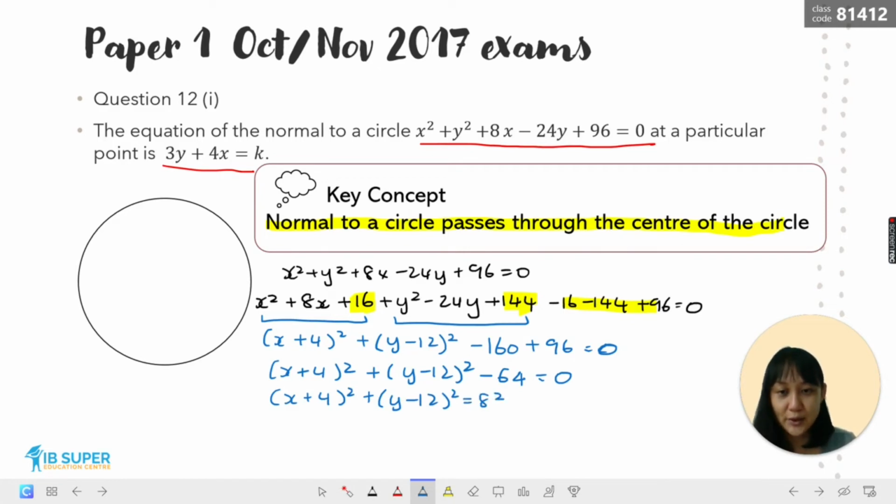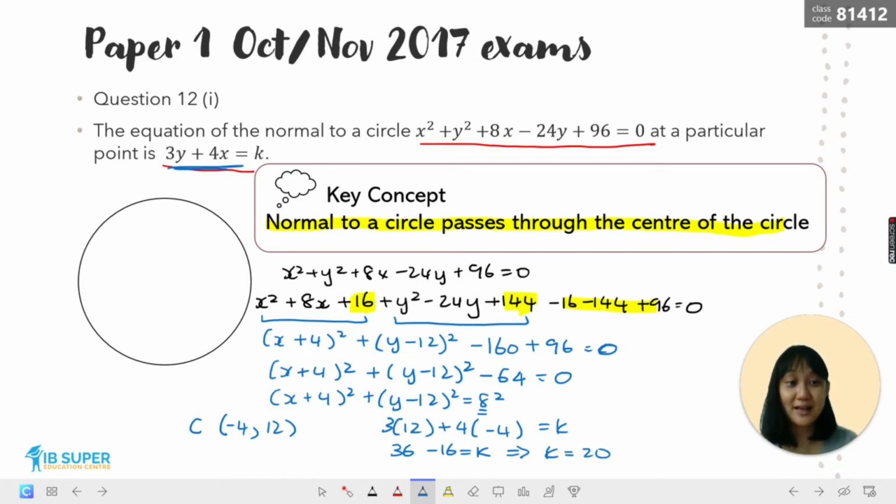Okay, so how do we interpret this? We know that the center denoted by C is (-4, 12), and the radius is actually 8. So we know that this expression has to pass through the center of the circle. All we need to do is substitute that into your x and y. So 3(12) + 4(-4) equals k. That gives you 36 minus 16 is k. So there you go, k is simply equal to 20. Makes life a lot easier, right?